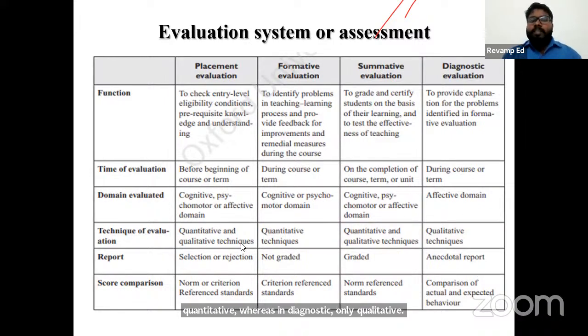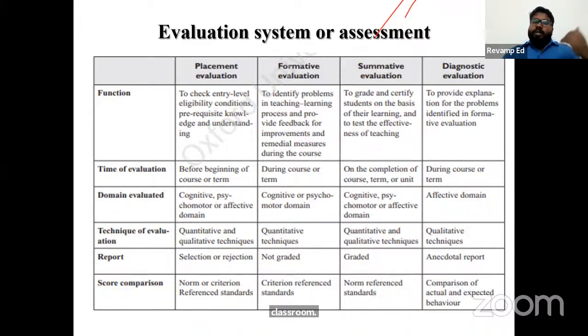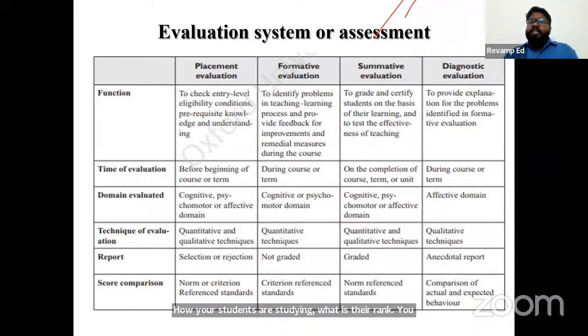You see that there is a report. The report is nothing but a report card or the result, and score comparison also happens within the class. You compare the entire class, or with a different class. In a simple understanding, when you are a teacher, you evaluate your classroom, how your students are studying, what their rank is, you give a grade, and you compare with the next classroom, some A, B, C classes, you compare with them.